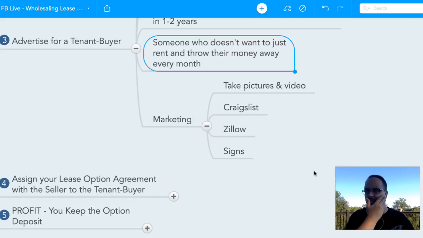So for marketing, when I get a lease option house, and again, I'm going to talk a lot about the marketing real soon in a mind map, but you just got to take a lot of pictures, some good video, advertise the house on Craigslist, Zillow, and signs. Put a sign in the yard, put some signs in the neighborhood, and if you do that stuff, if you don't find a good tenant buyer in 4 weeks, in a month, 2 max, then you're doing something really wrong. There's only 2 reasons why a house doesn't sell. It's overpriced, or you're not putting it in front of the right people. And if you do these things that I'm talking about, then it's in front of the right people.